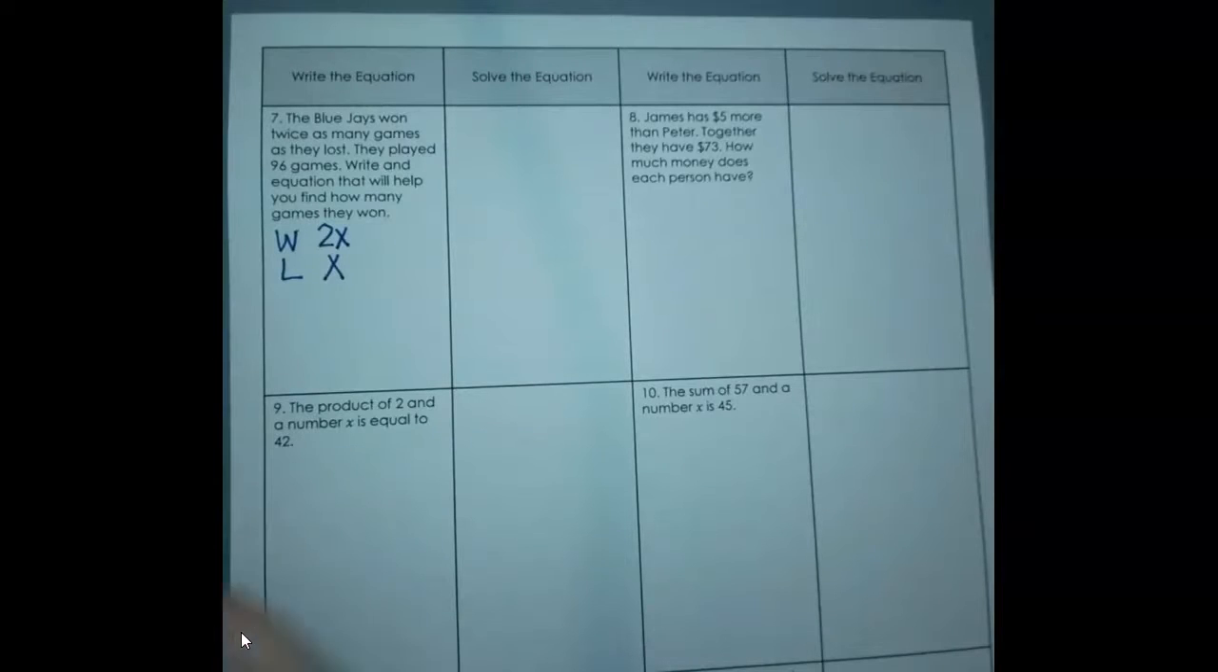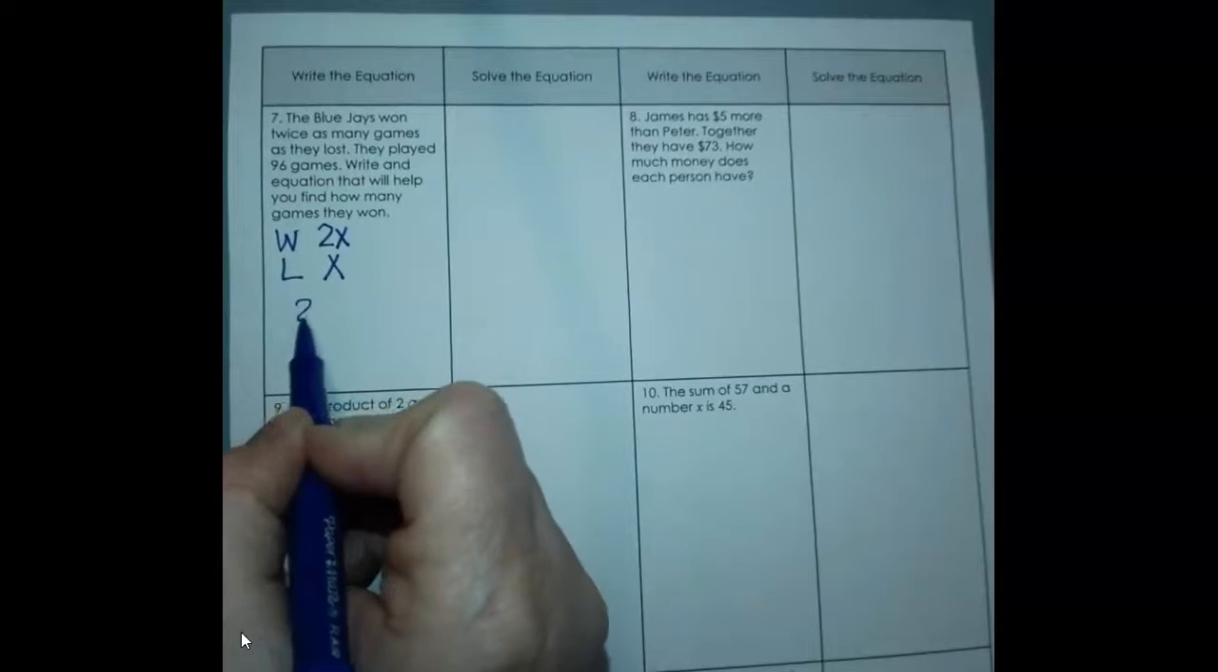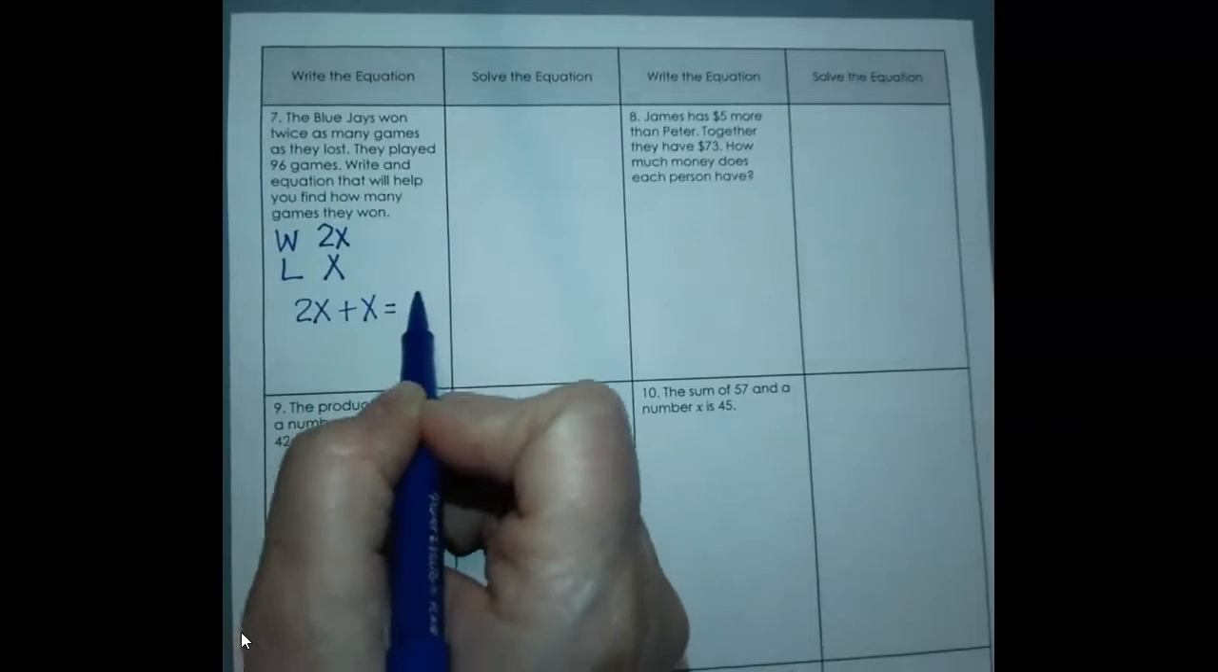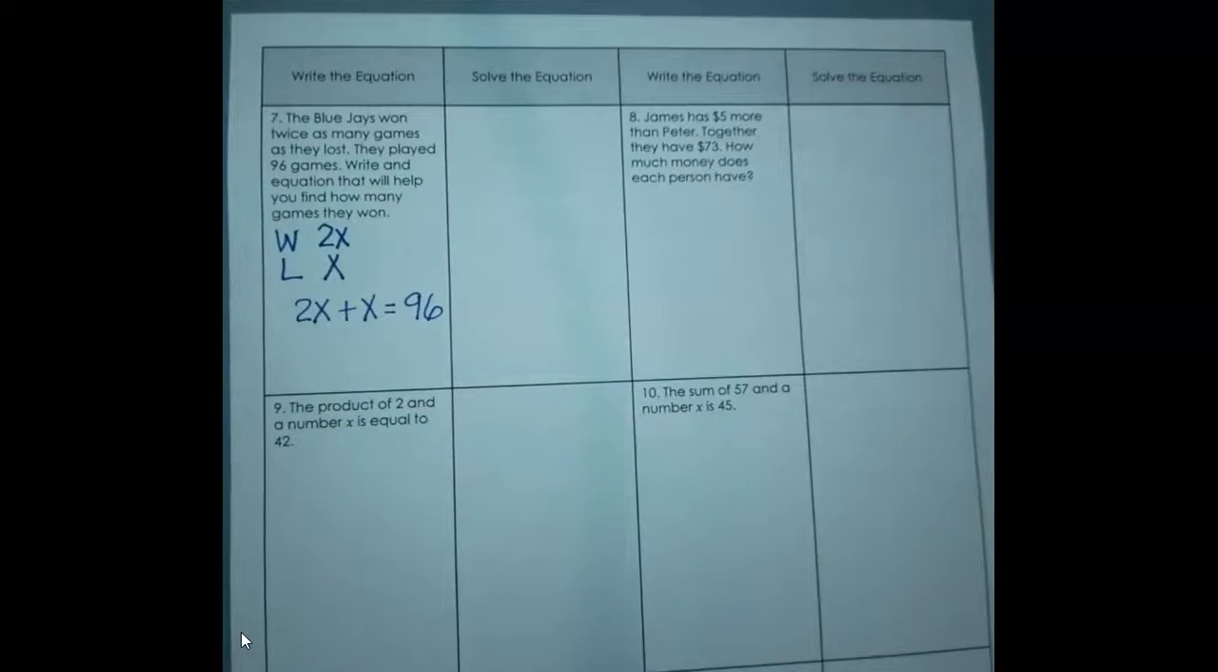They played 96 games. So what they're saying is if you take your wins plus your losses, you're going to get a total of 96 games. You have like terms, combine your like terms and solve for x, and that will tell you how many games they lost. To find how many they won, you'll have to multiply that number by 2.